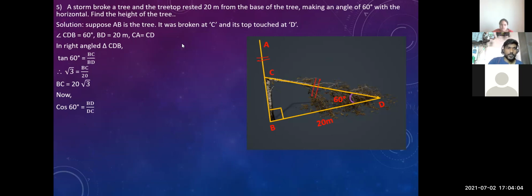So see the sum up to here. Tan 60 is BC upon BD. Tan 60 is root of 3. BC you have to find out, and BD is 20. So by cross multiplication, you'll get the length of BC. Correct?